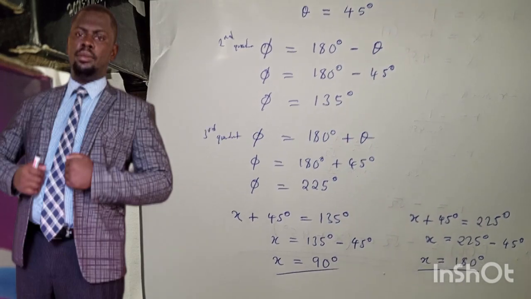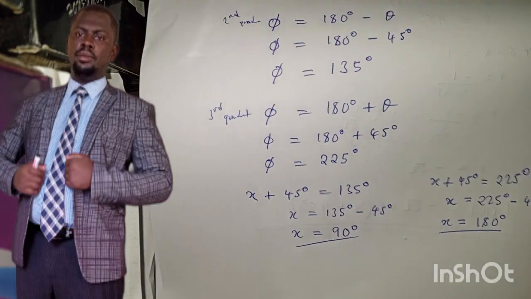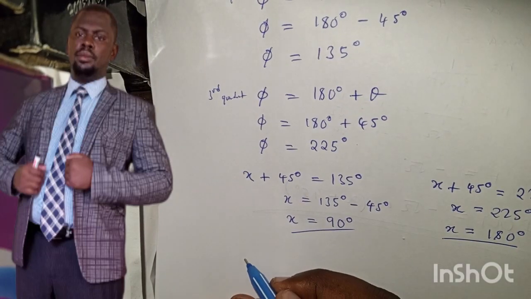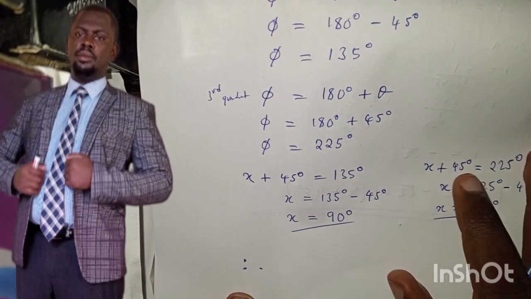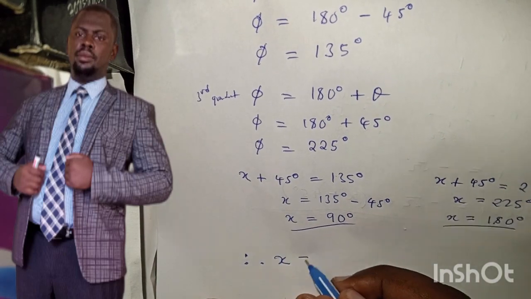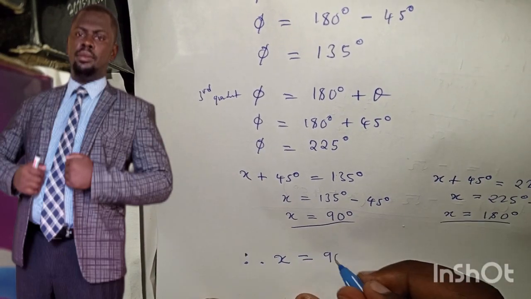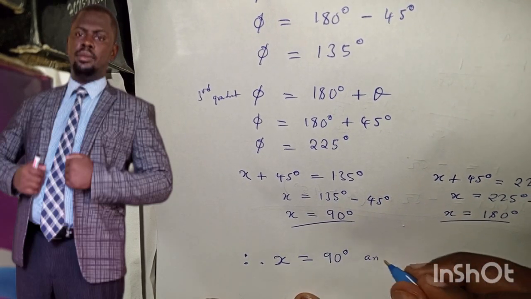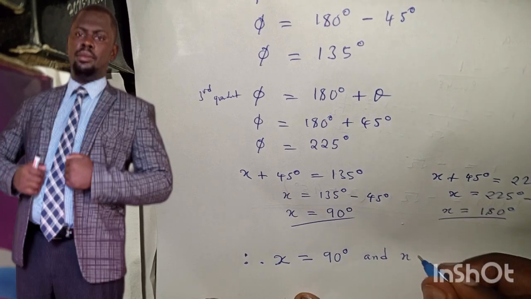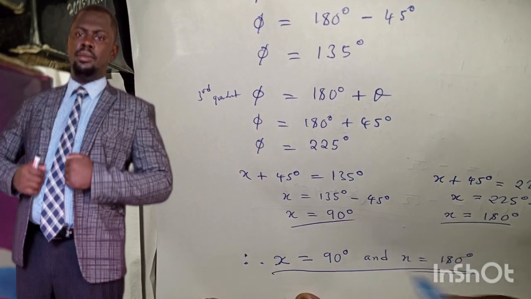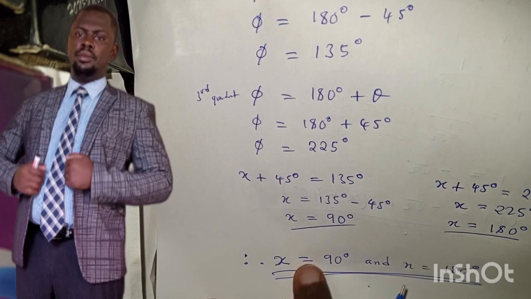So we can say, therefore, x is equal to 90 degrees and x is equal to 180 degrees. So those are the two solutions for x.